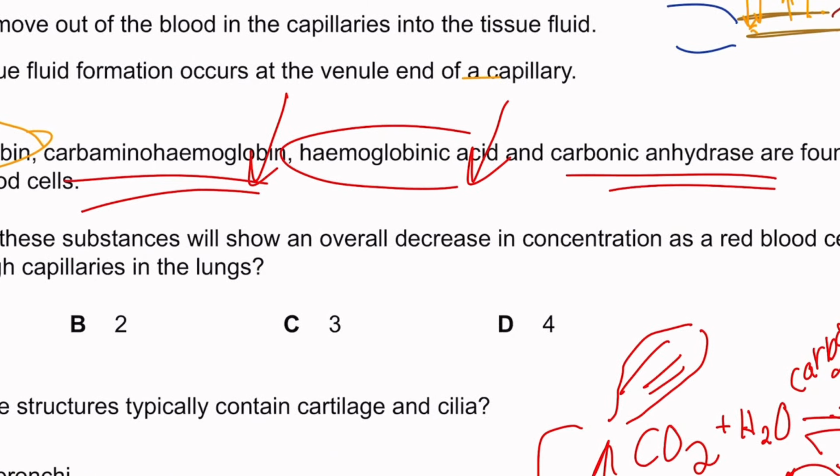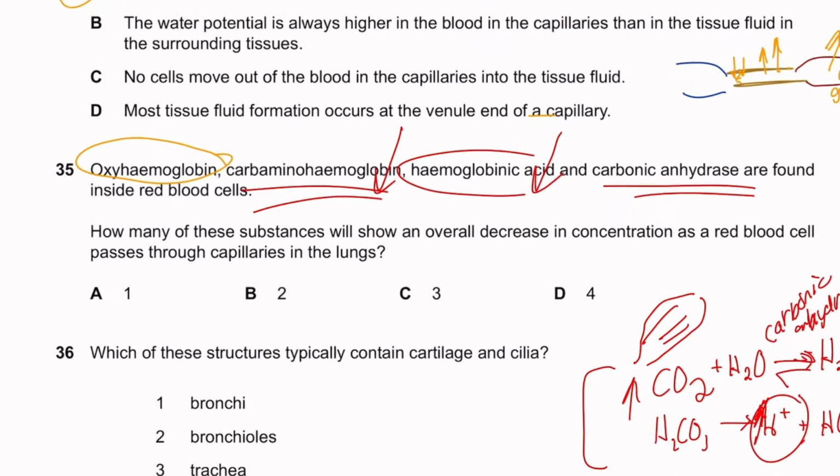However, carbonic anhydrase, which is an enzyme that is always present in our blood cells, is not going to change in concentration. So which things will show an overall decrease? We have only two, carbamine hemoglobin and hemoglobinic acid.